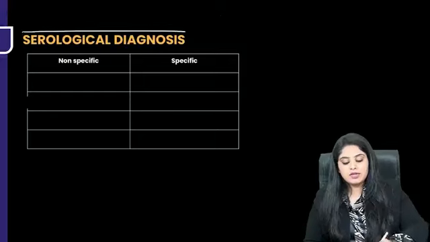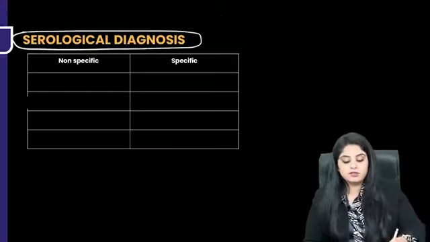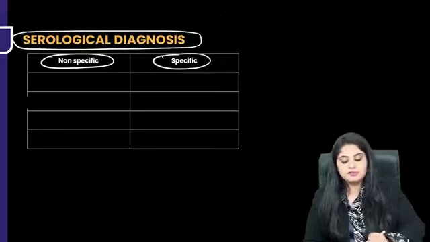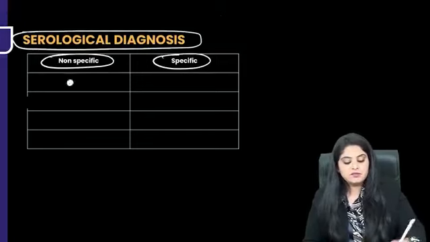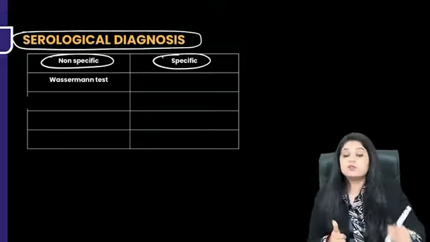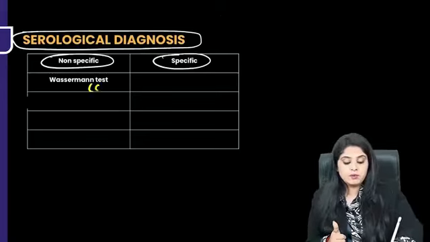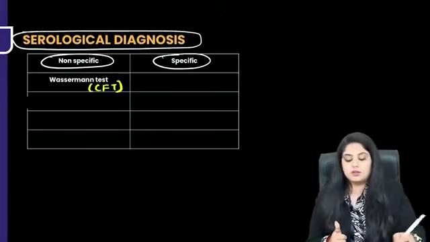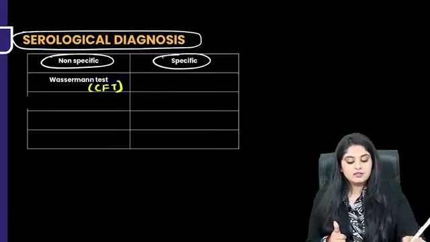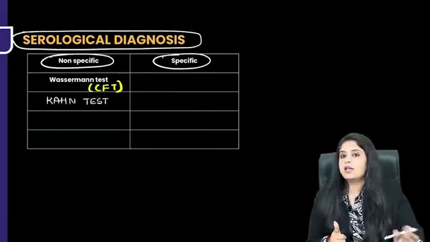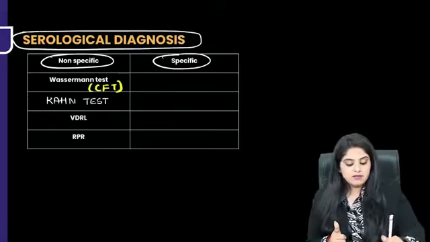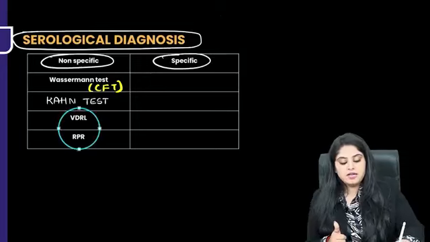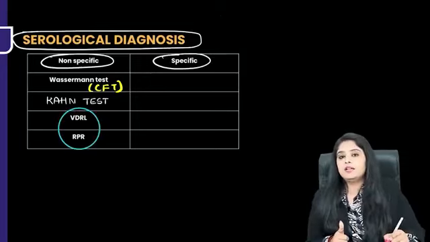How about the antibody diagnosis, the serological diagnosis? There are some non-specific and some specific tests. Under non-specific, the first one is the Wassermann test. You studied this in your immunology. It is a complement fixation test, but no one does it now. The other one is the Kahn test, which is a tube agglutination test. Again, not done now. The two that I have to know under non-specific are VDRL and RPR. These are definitely done nowadays.